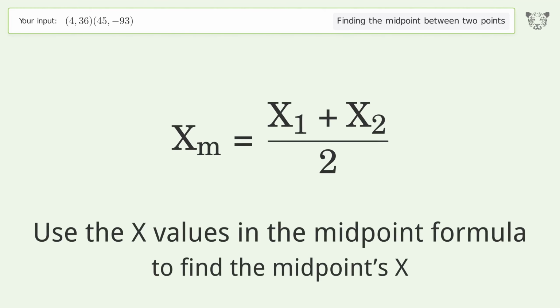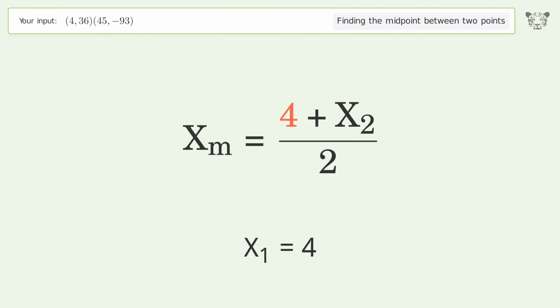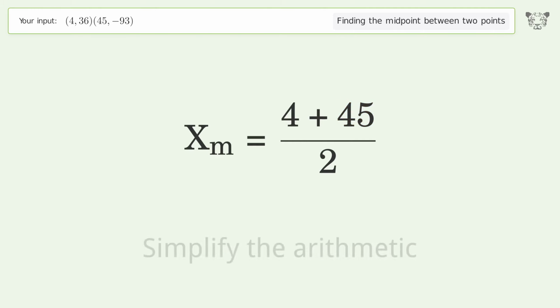Use the x values in the midpoint formula to find the midpoint's x. x1 equals 4. x2 equals 45. Simplify the arithmetic.